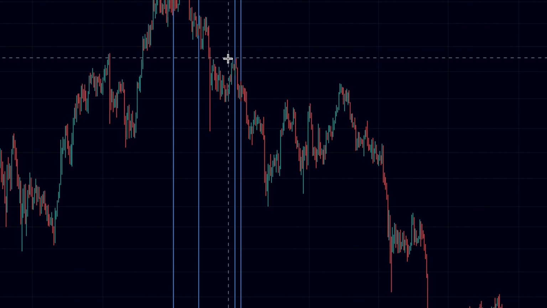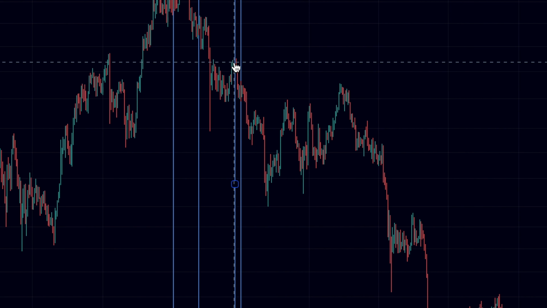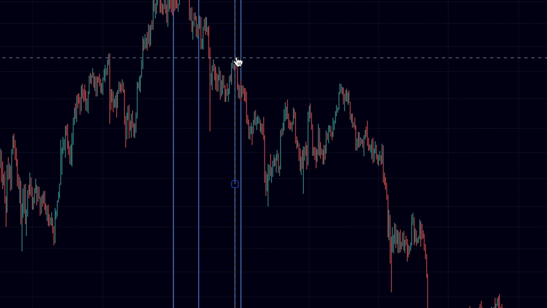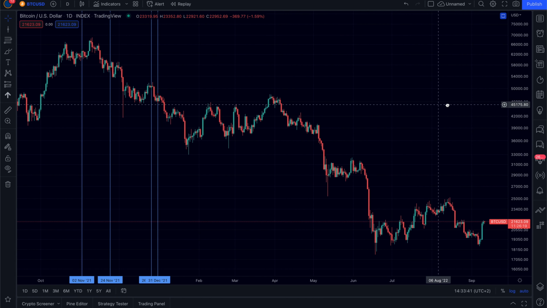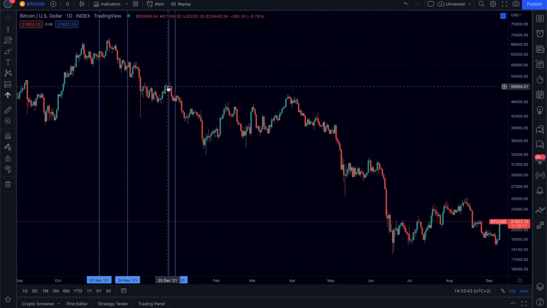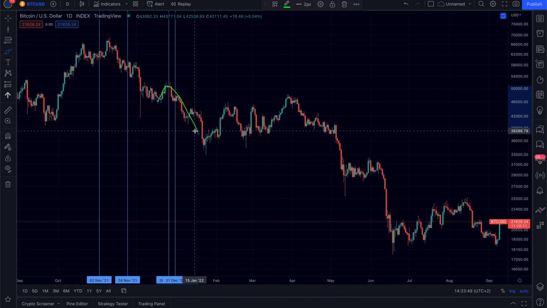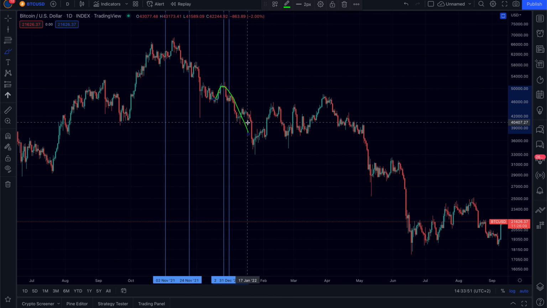But we already saw that the Bitcoin balance on exchanges was increasing on the 26th of December. And when we are zooming in, then you can see that was the exact top of this very small rally, and eventually Bitcoin rolled over and had this massive short-term correction.